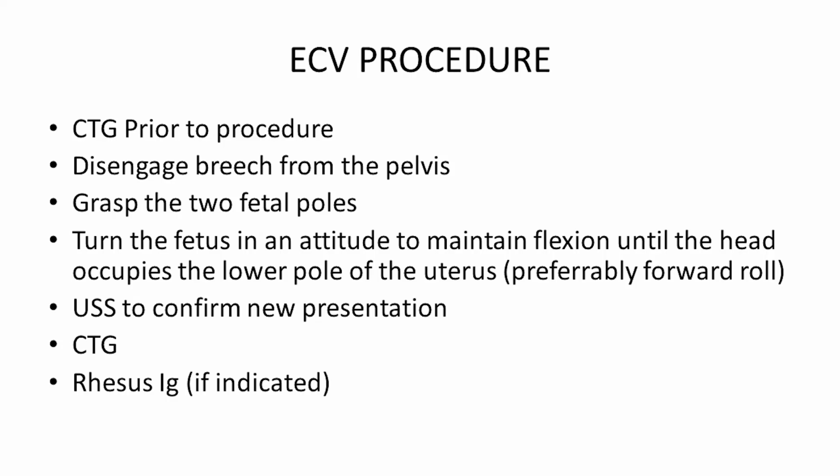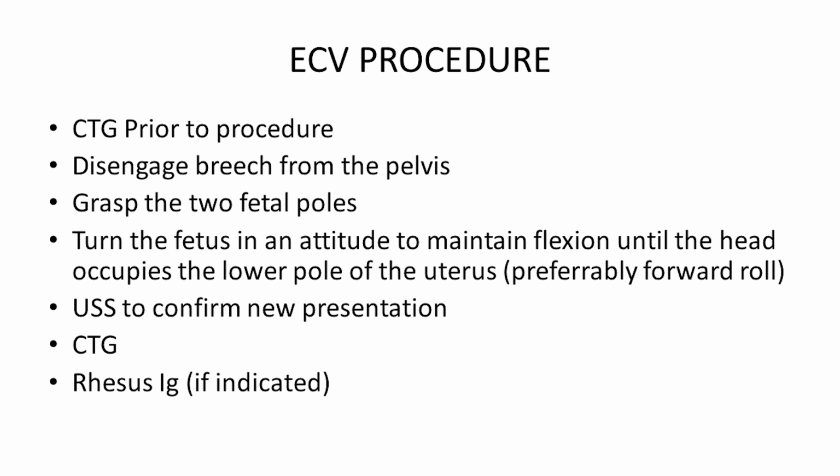Now, for the external cephalic version procedure, before this procedure is embarked upon, a cardiotocograph (CTG) needs to be done prior to the procedure to ensure that there is no fetal heart rate abnormality ab initio. Then the next thing that should be done is that the breech should be disengaged from the pelvis, and then the obstetrician grabs the two fetal poles and turns the fetus in an attitude to maintain flexion until the head occupies the lower pole of the uterus.